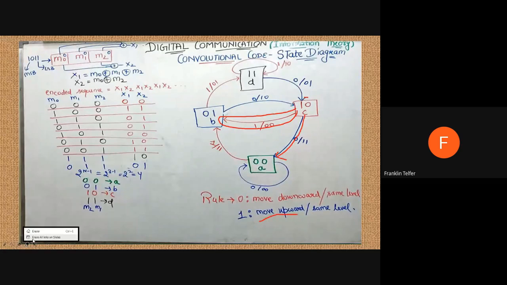Similarly, when you take D, when the input is 0, it is moving downward with the output 0 1, and when the input is 1, it is having an output of 1 0, which is the same level.